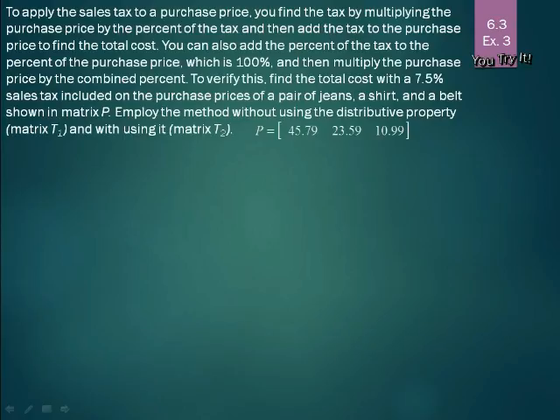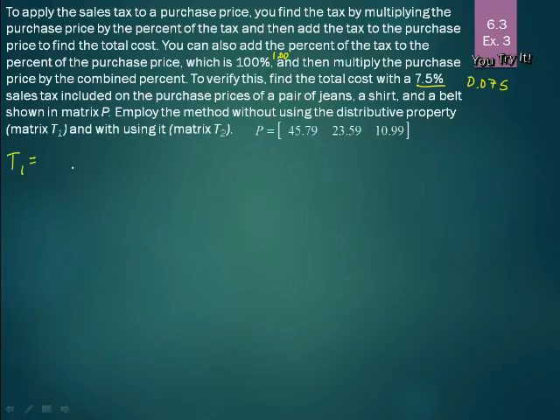So let's go with first, it tells us that we can find the tax by multiplying the purchase price by the percent and then adding it. So that would be two separate things there. And then the second way is just adding the percent of the tax to the percent of the purchase price. So the percent of the tax, 7.5%, as a decimal, that would be 75 thousandths. And then it says we can add that to 100%, which as a decimal would be 1.00 or just 1.